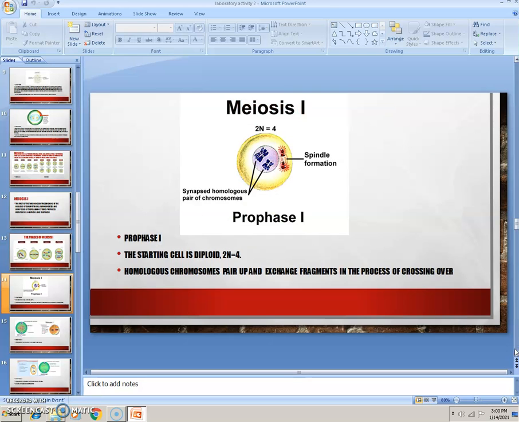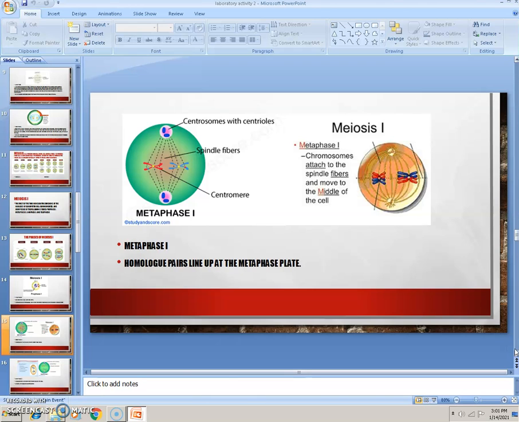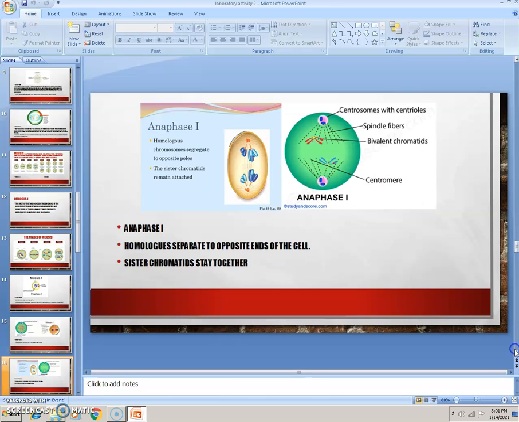In prophase 1 of meiosis 1, the starting cell is diploid, and this is 2n equals 4. The homologous chromosomes pair up and exchange fragments in the process of crossing over. In metaphase 1 of meiosis 1, the homologous pairs line up at the metaphase plate. In anaphase 1, homologous chromosomes separate to opposite ends of the cell and the sister chromatids stay together.